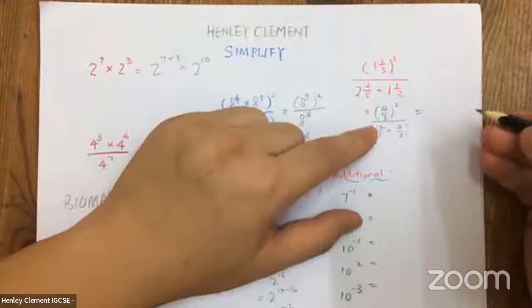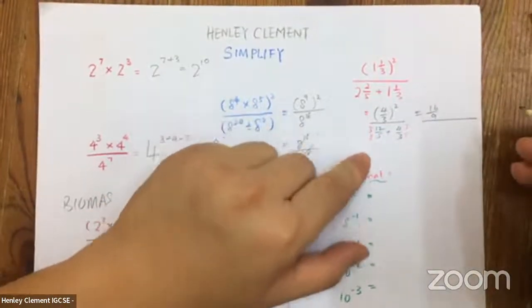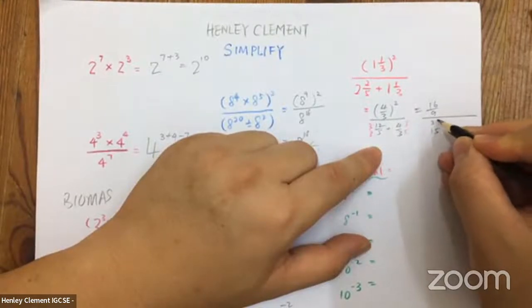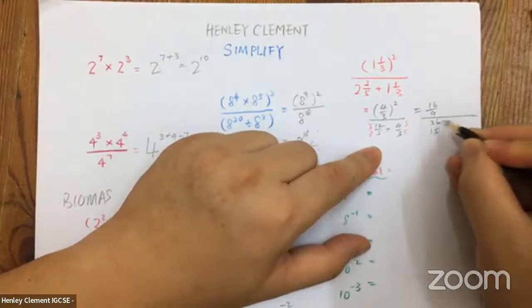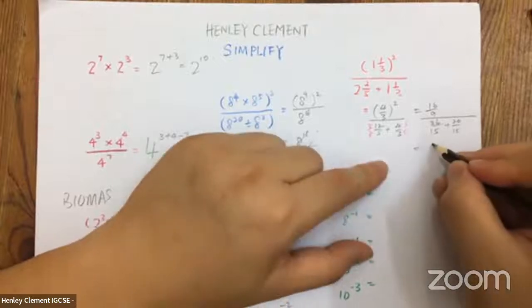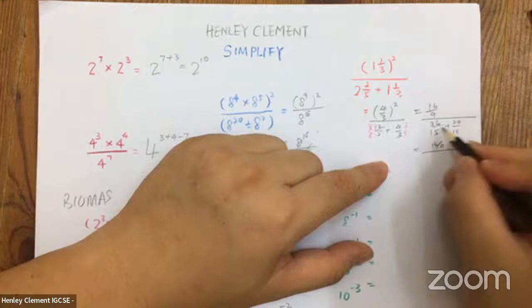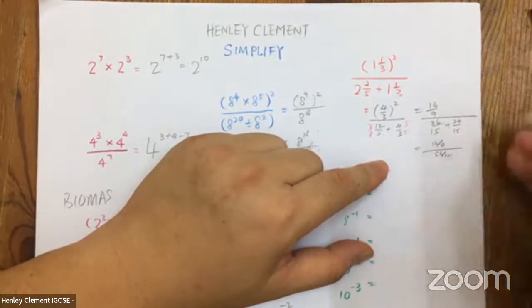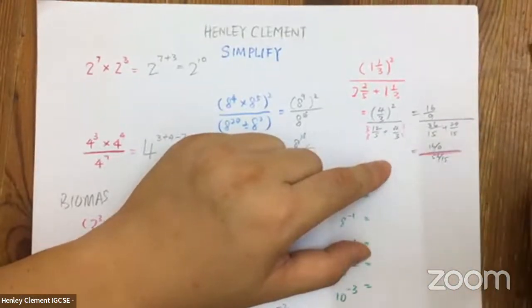For the above part, it will be 16 over 9. For the bottom part, the denominator will be 15. This is 36 plus 15, 20. So all we get is 16 over 9 divided by this one. Wow, such a big number. 56 over 15. Okay. Again, this line means divide.